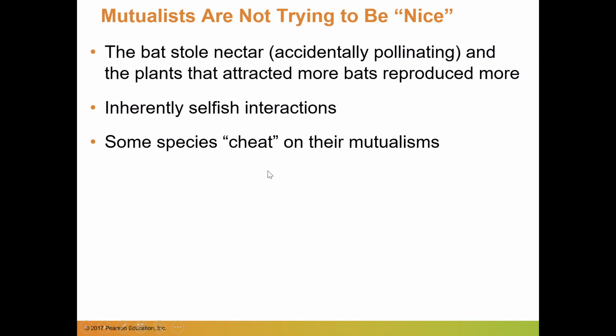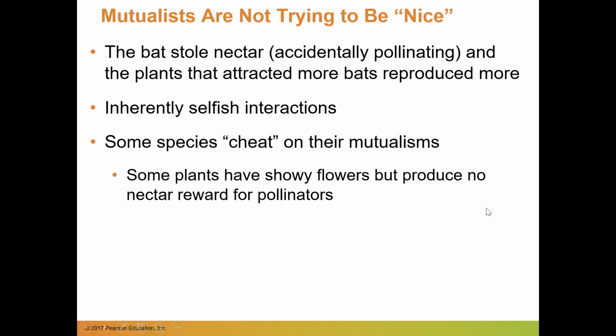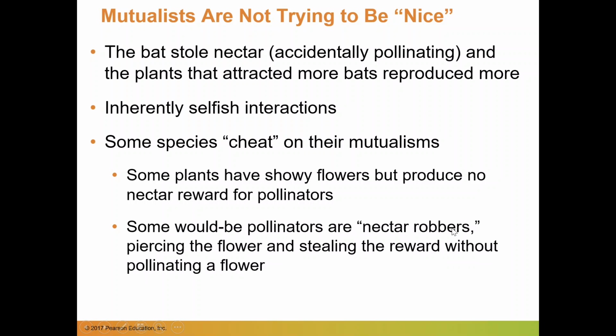Some species will cheat on their mutualisms, and this is how you know it's a selfish interaction, because cheating on mutualisms is common. Some plants have showy, beautiful flowers. A butterfly comes over, lands on it, puts its little proboscis in, but there's no nectar. It is tricked. Remember, deceit is a common way that species interact. They produce no nectar reward for the pollinators, but they still get to give their pollen to them.